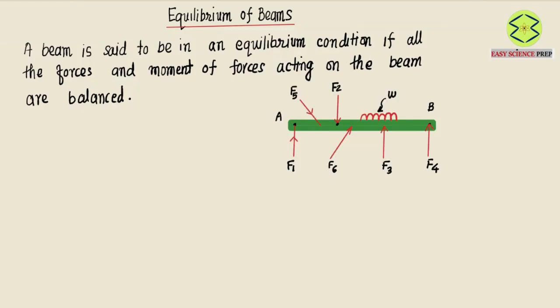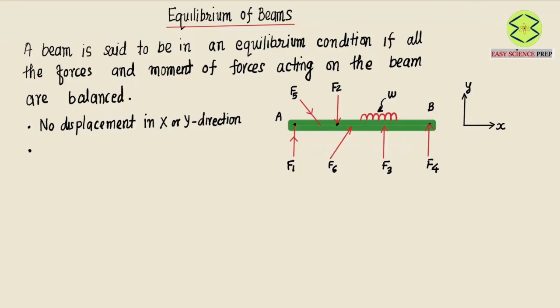We can see that there are various forces acting on this beam AB. Now, for the equilibrium condition of the beam, there should not be any displacement of the beam in the x or y direction. So, the beam is said to be in equilibrium if there is no displacement of the beam in the x and y direction. The second condition is that there should not be rotation of the beam. The beam should not rotate in a clockwise or anti-clockwise direction, so no rotation of the beam. If these two conditions are satisfied, we can conclude that the beam is in equilibrium condition.